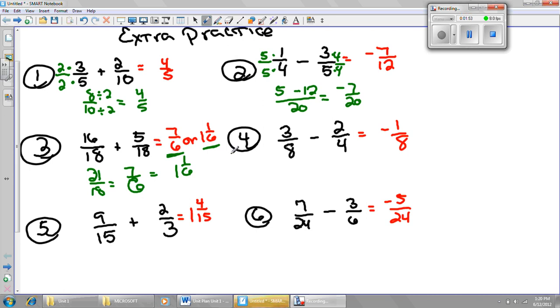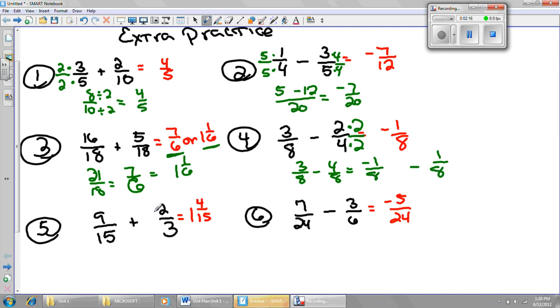All right, moving right along, problem number 4. Looks like my LCD is going to be 8, so I'm going to multiply by 2 over 2 on the second fraction, so I'll have 3/8 minus 4/8. 3 minus 4 is -1/8. Okay, or I could have written it like this, and it would be the same thing.